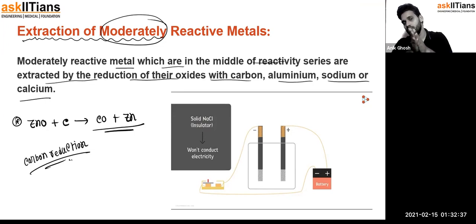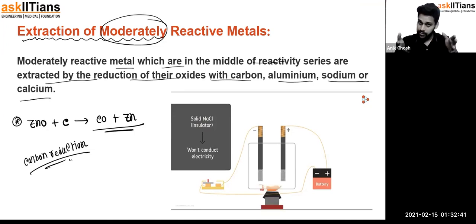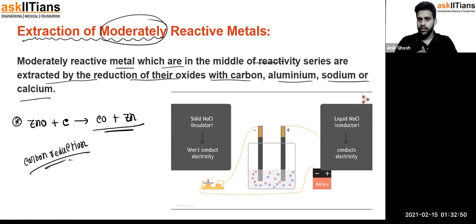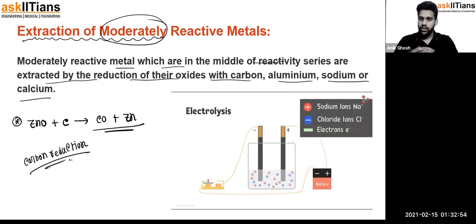They are saying that solid NaCl is an insulator, because you know that to get ions you have to dissolve it in water, right? Otherwise, if they are not ions, they would not be able to conduct, right? Liquid NaCl is a conductor, so sodium and chloride ions are going to separate.